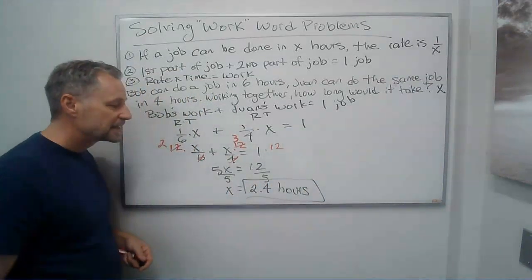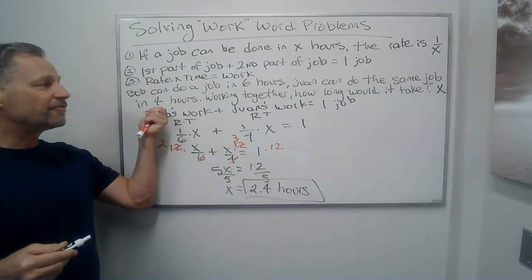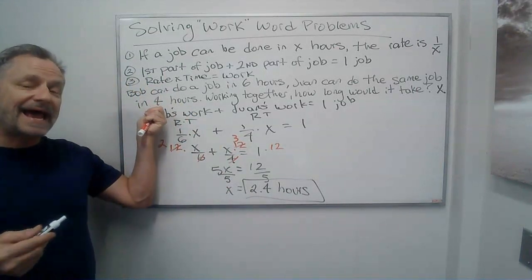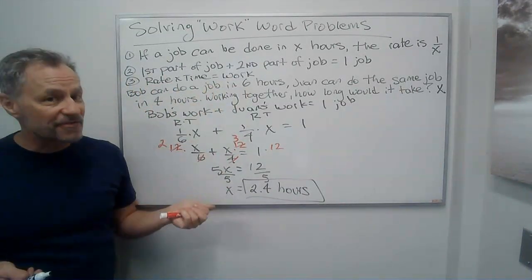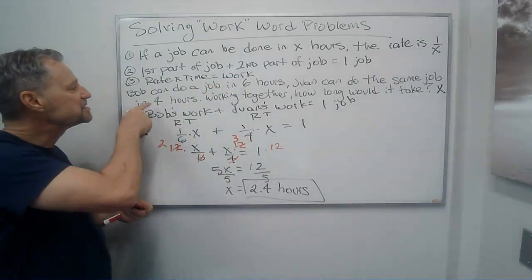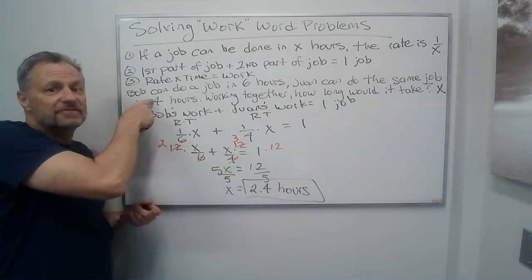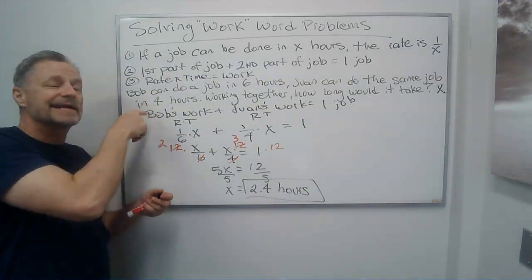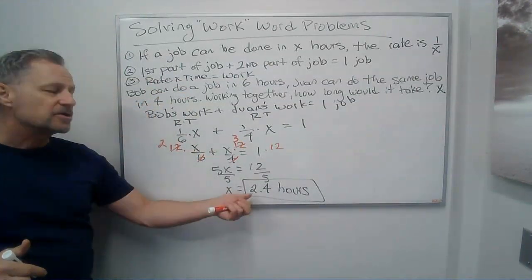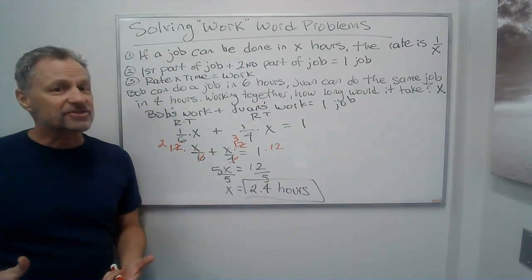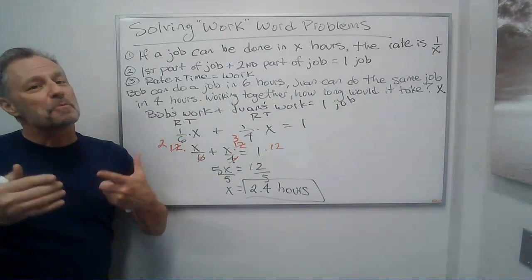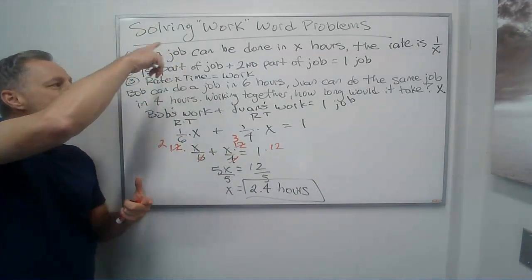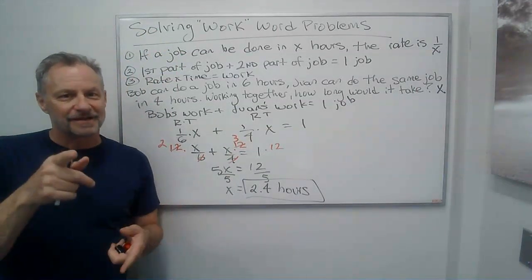Notice, quite a bit less than the 4 hours, not quite half of that because Bob doesn't work quite as fast. So we expect it to be a little more than half of Juan's time because he's getting help, but the other person doesn't work as fast, so they're not going to get it done in half the time. 2.4 hours, a reasonable answer. I think we got it right. Practice these, just remember these steps, and I think you'll do well.